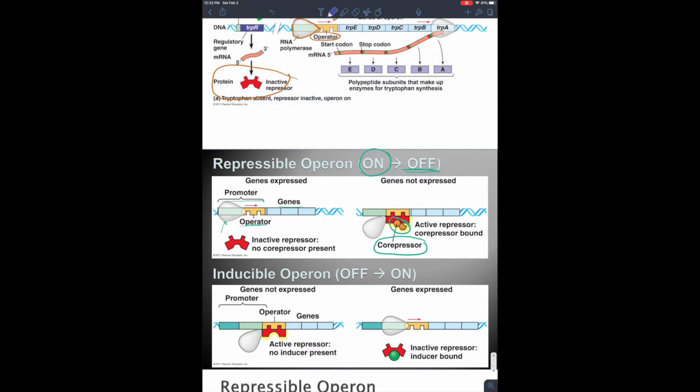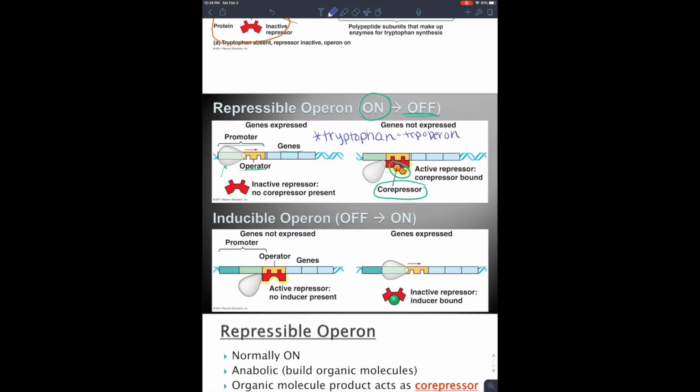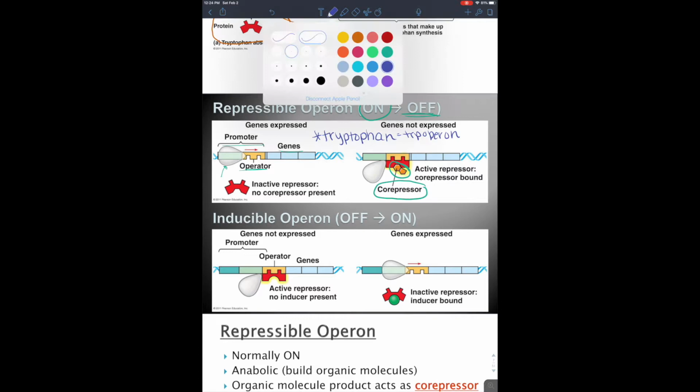So one particular example that we're going to talk about, and you're going to see a lot for the rest of your life if you go into biology or anything medical, is tryptophan. When I talk about a tryptophan operon or the TRP operon, this is a repressible operon. This is one where the gene is turned off. I'm not making anything.